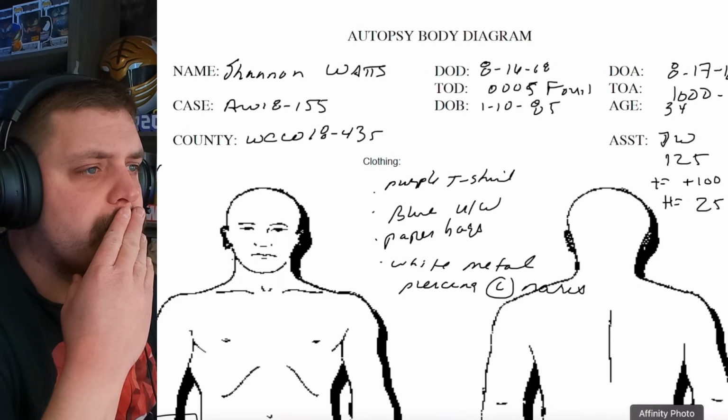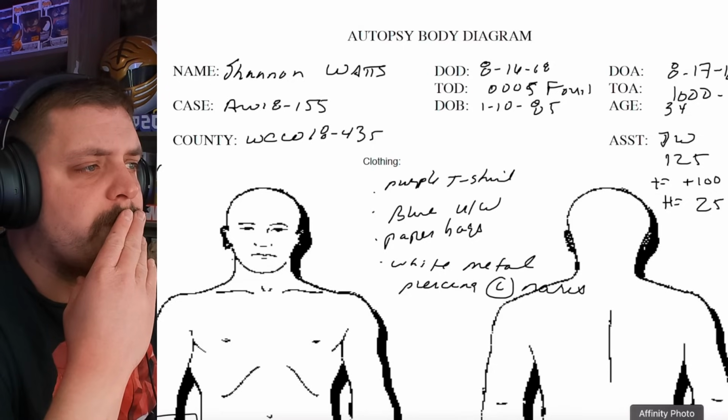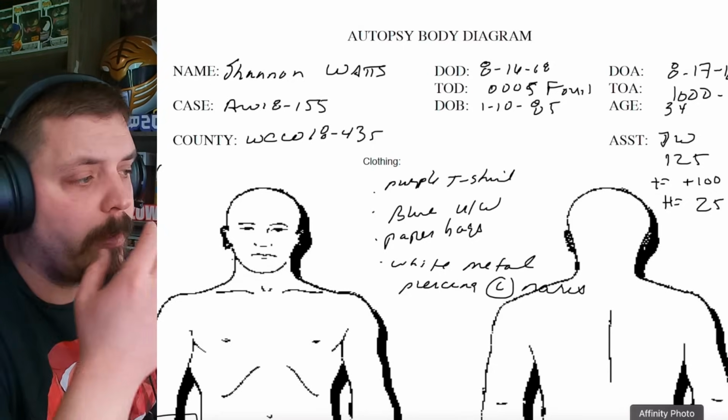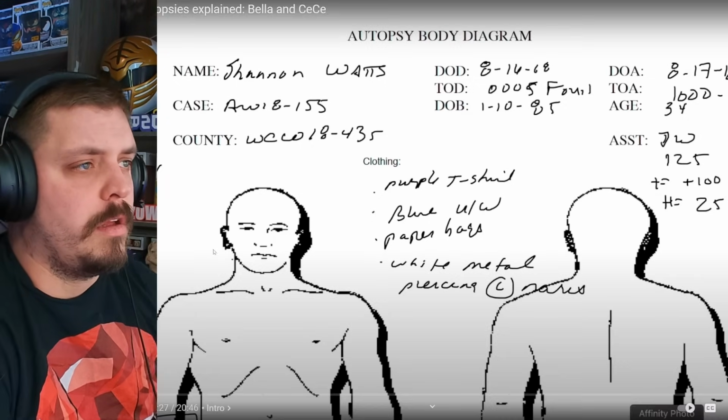As requested, I recently did a video about the autopsy of Shanann Watts. This is a follow-up to that, and I'm going to discuss the autopsies of Bella and Cece. So there is a trigger warning here. If you are particularly sensitive towards medical details, these horrific circumstances, then this isn't the video.